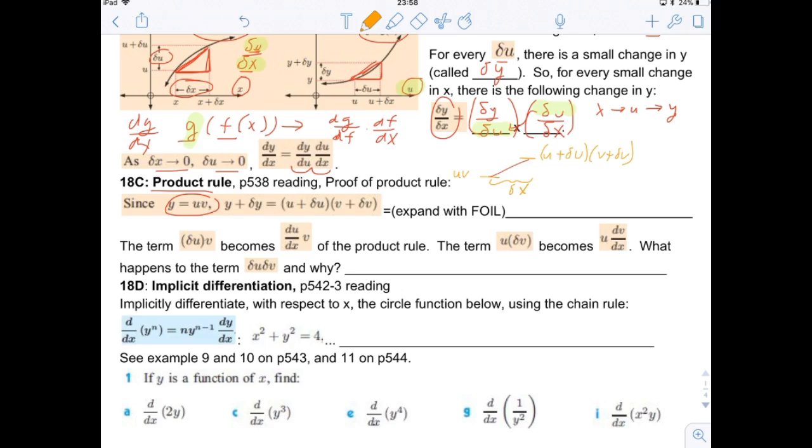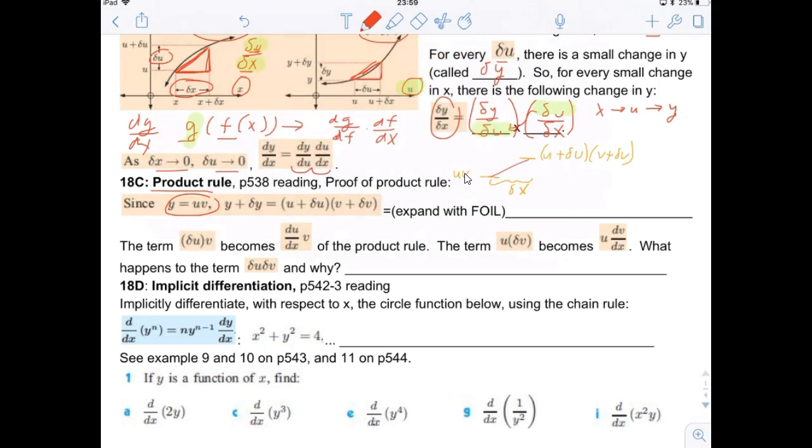Okay, so if we wanted to figure out the difference in this height from this height, we're starting to look at the derivative of uv, right? So how do we do that? We're going to take this expression and we're going to FOIL it. If we FOIL it, then we can see how much bigger it is than uv. Okay, so let's do that.